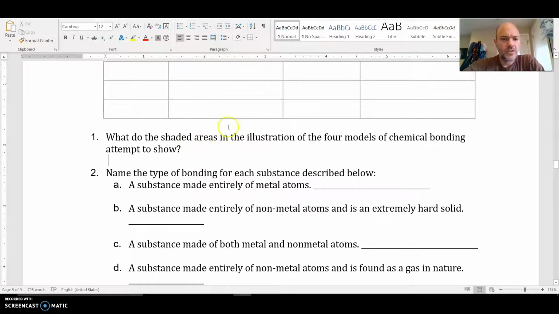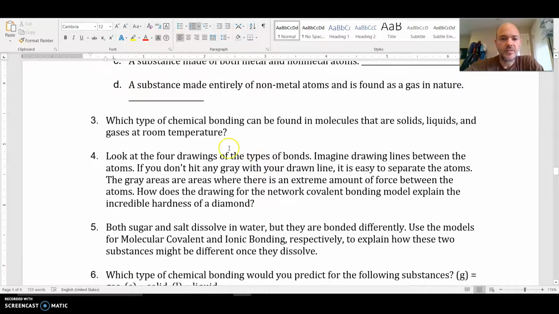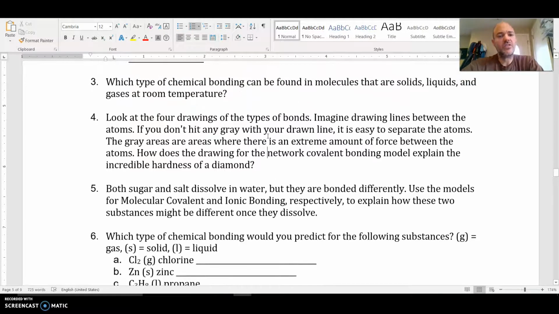So, thinking about these questions, I did already go over this one, so I'm not going to say it again. You can rewind the video. Type of bonding for each substance: I want you to go back through and think about that. Good one there. So these are all analysis questions based on the reading. This is in the hardness section of the reading. Okay, so thinking about how does the network covalent bonding explain the hardness of diamond?